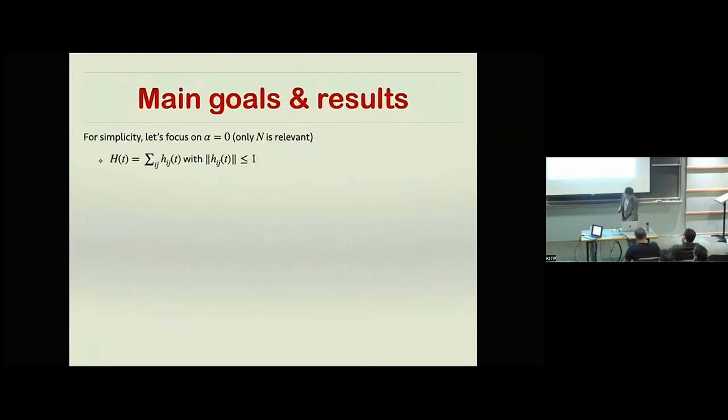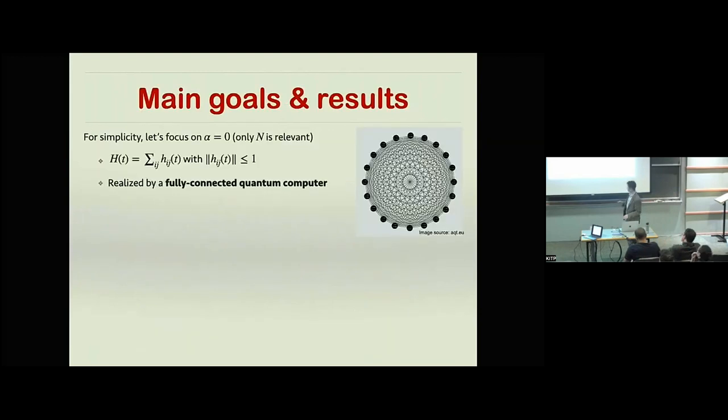Okay, so the main goal of this talk. For simplicity, we're just going to focus on the alpha equals 0 case. In this case, the interactions are all-to-all, and the only constraint is that the interaction strength is smaller than 1. This can actually be realized by something called a fully connected quantum computer, and this is getting pretty popular in the quantum computer industry.